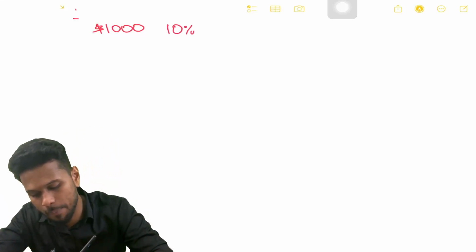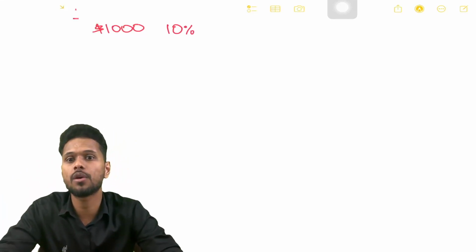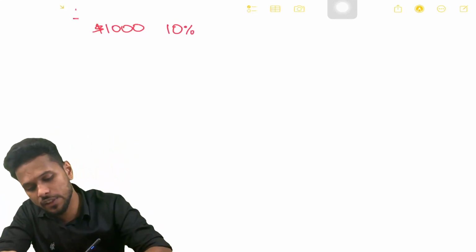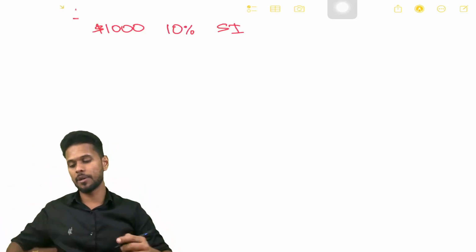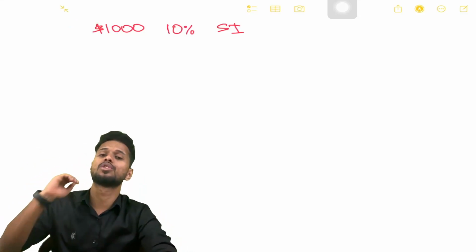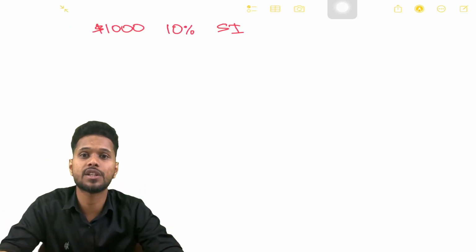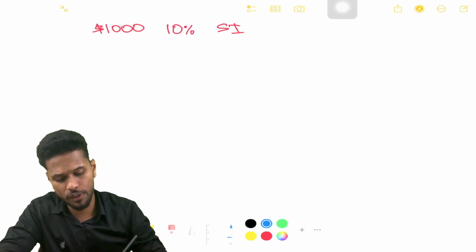The bank gives 10% interest, and the interest is simple interest. Okay, simple interest. So how will the calculations be? I'm depositing $1,000 in a bank. That bank gives 10% interest, and the interest is simple interest. All of you listen here.